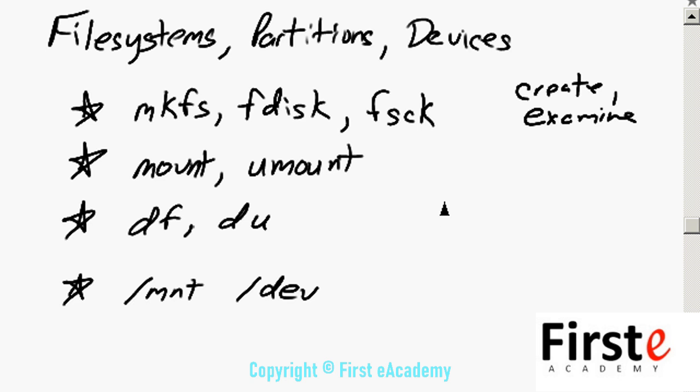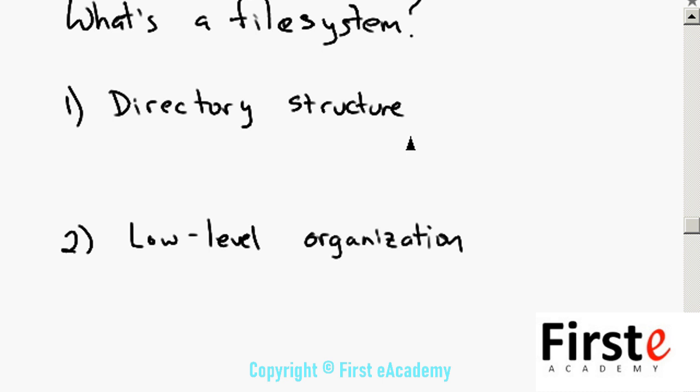So the umount command is used to unmount file systems, partitions, and devices. We use these commands to get info on disk usage. The df command tells us how much space in a particular file system is being used, and the du command tells us how much space on a physical disk is being used. And these are just important directories that we're going to need for this discussion, the /mount directory and the /dev directory.